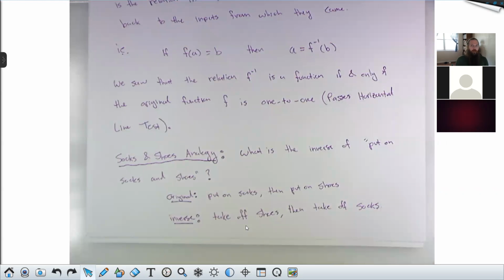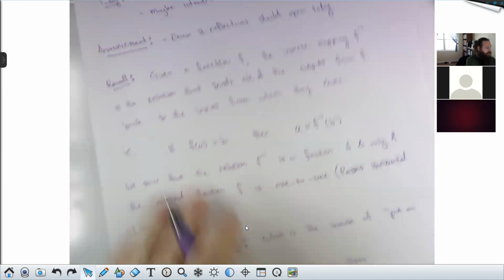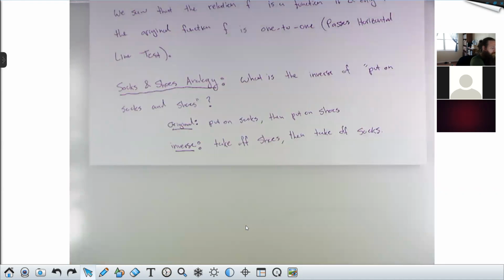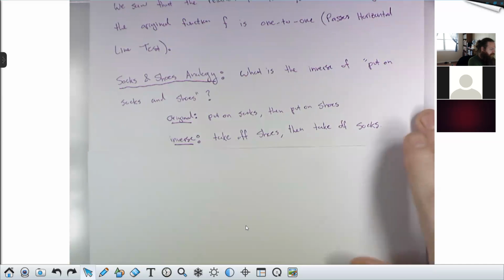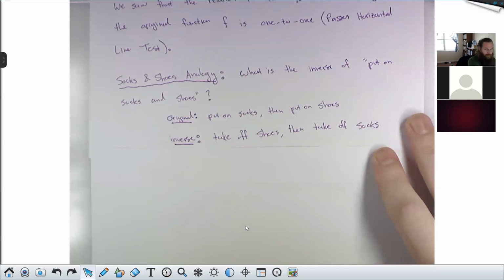The same thing is true for mathematical functions. If you have a mathematical function that multiplies by 5 and then adds 7, that you want to undo, the order that you undo those operations to get the inverse function matters. So let me show you how this carries over into a mathematical example. This is still socks and shoes stuff, but now we're going to look at a mathematical example where we apply the socks and shoes principle.